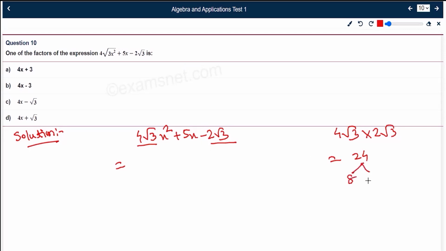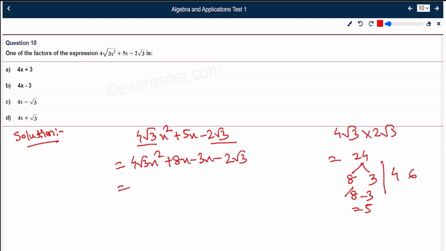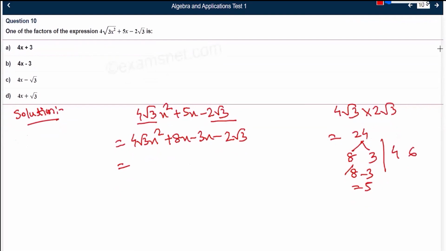Now if I say 8, 3, these are two factors also, or 4, 6, these are two factors. Now see which pair gives us the subtraction value 5, that is 8 and 3. Like if I do 8 minus 3, I will get 5. So this expression can be written in such a way that plus 8x minus 3x minus 2 root 3. Look, I just balanced it in such a way, but the value or the meaning is the same as before.